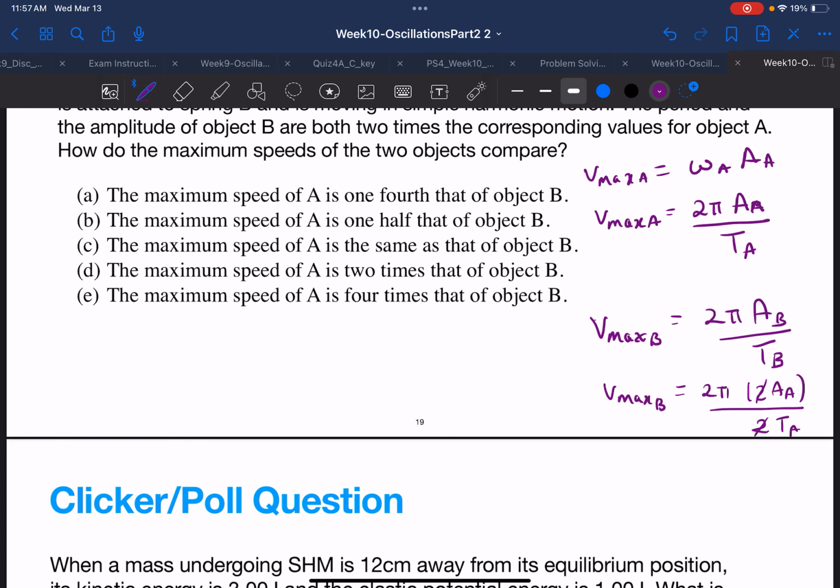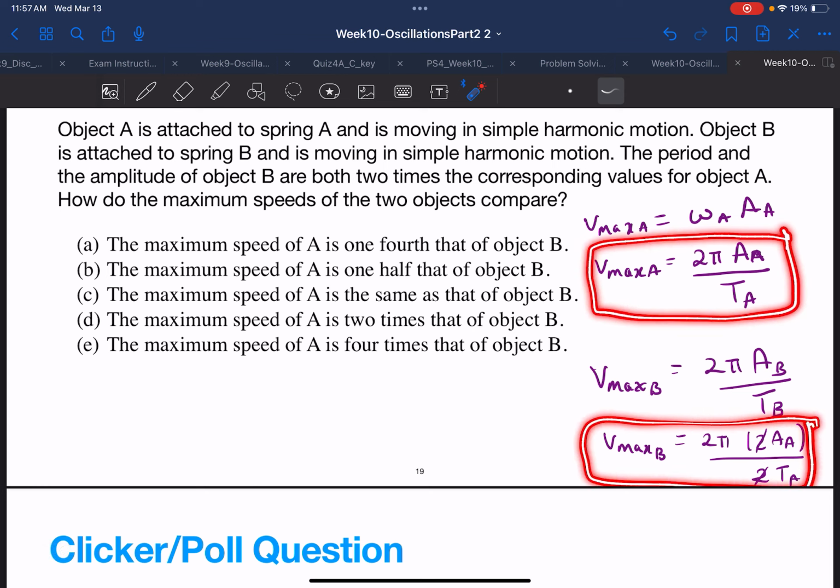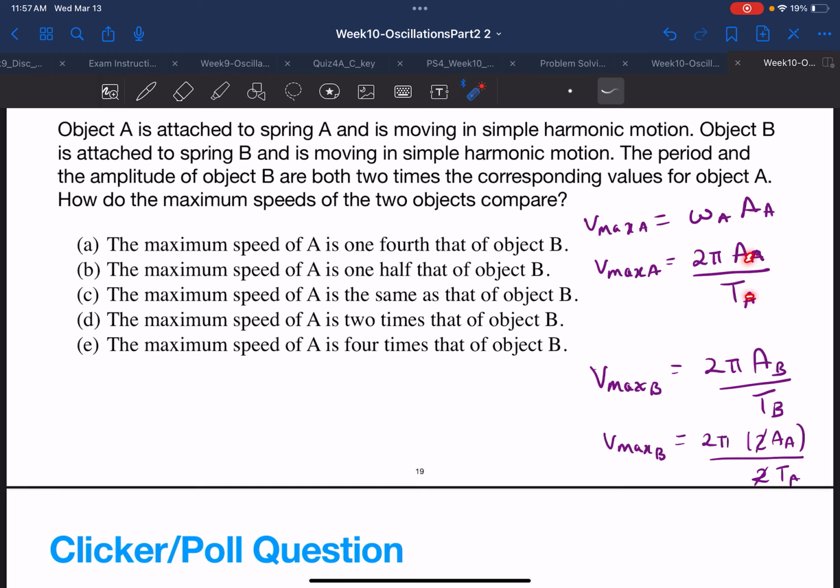Well, the factors of 2 cancel out, and if you compare, v max A is exactly equal to v max B. So the fact that the amplitude is doubled and the period is doubled overall cancels out the effect it would have on the max speed. So the maximum speed of object A is the same as the max speed of object B.